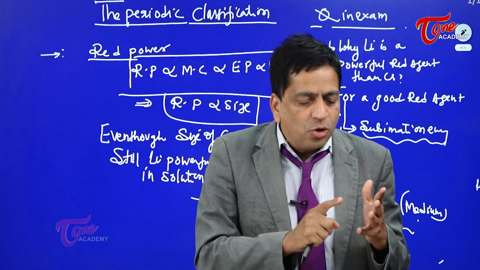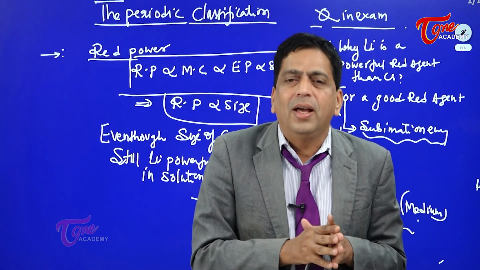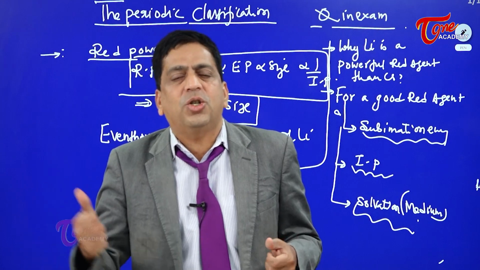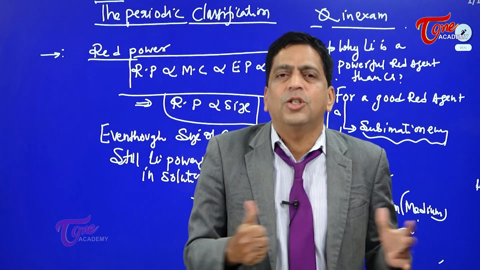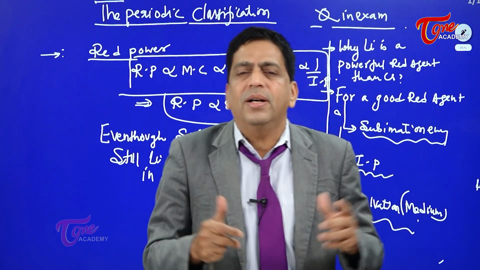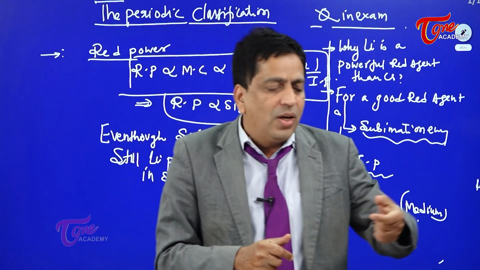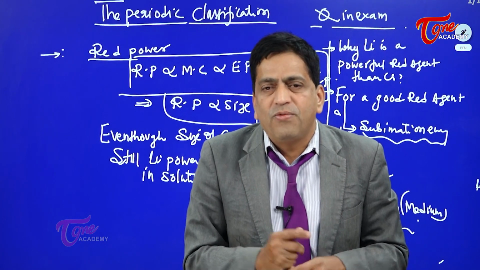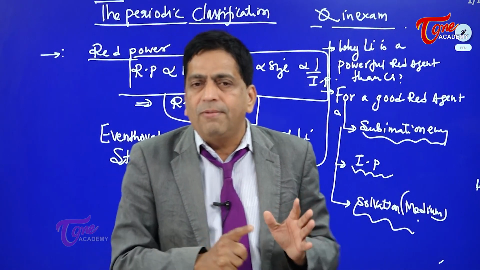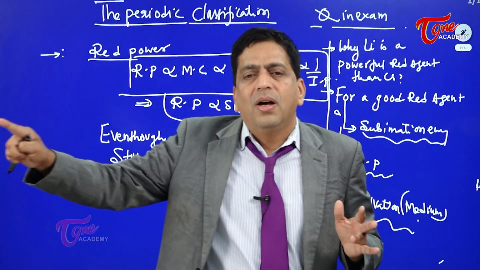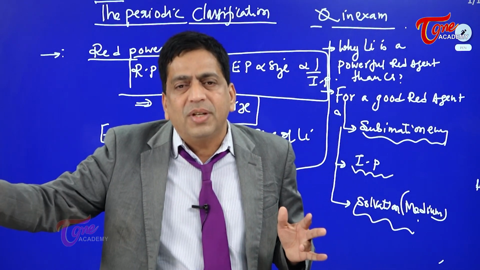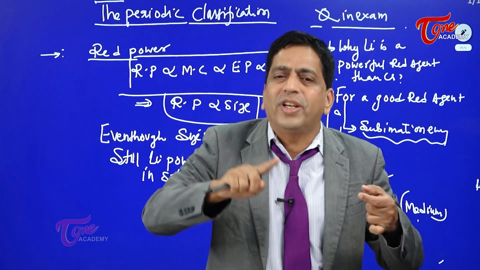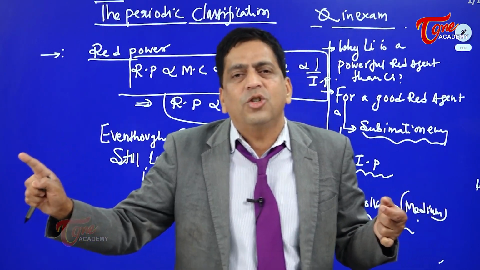So for conversion into neutral gaseous atoms, first of all, you need to convert these elements into a gaseous state. For that, you need to sublimate it. Now, what do you mean by sublimation? Straight from the solid state to a gaseous state. So first, you need to convert lithium and cesium to a neutral gaseous atom, that is, to the gaseous state. And from the gaseous neutral atom, you need to kick the electron out, that is ionization potential.